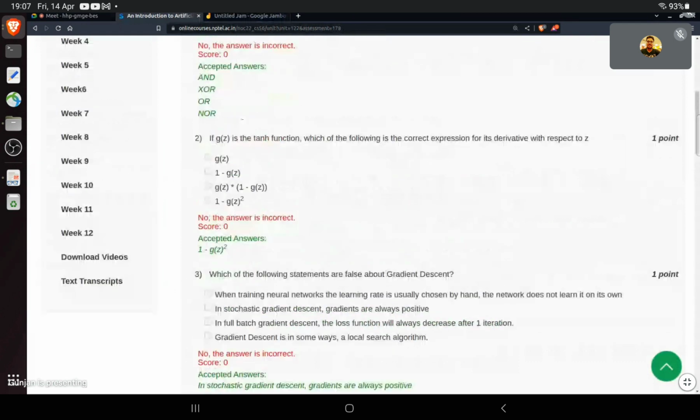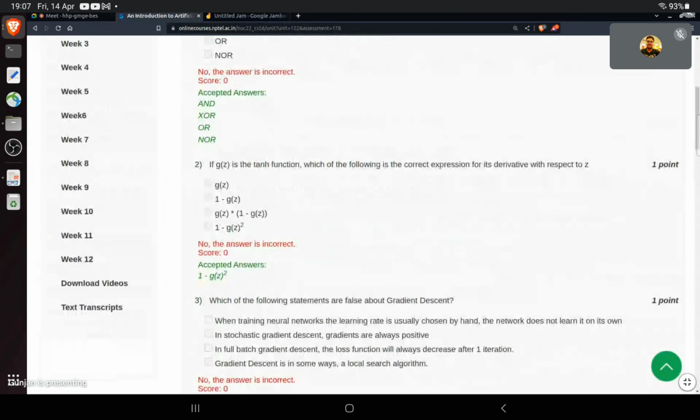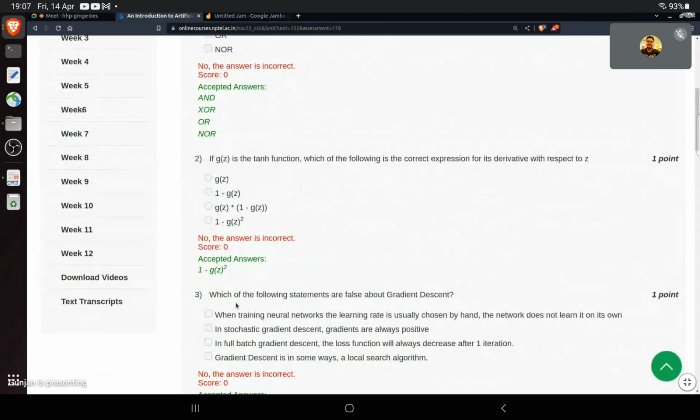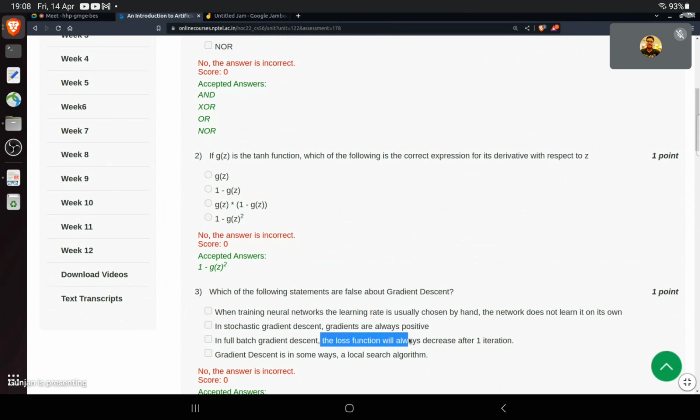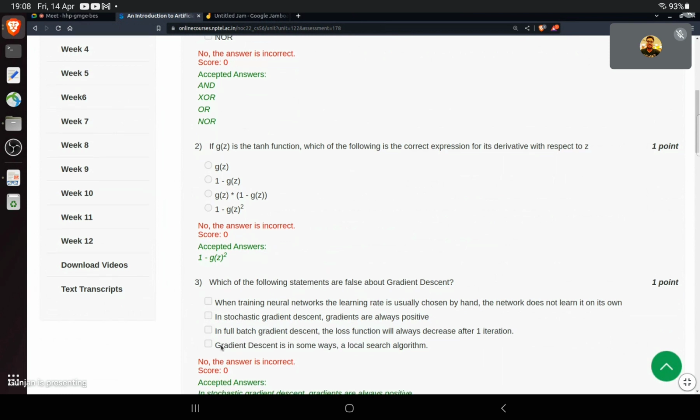Now, which of the following statements are false about gradient descent? When training neural networks, the learning rate is usually chosen by hand, so the network does not learn it on its own. This is actually a true statement because you need to give the learning rate, right? In stochastic gradient descent, gradients are always positive. That need not be true. In full batch gradient descent, the loss will always decrease after one iteration. That is also not true. It can also increase.